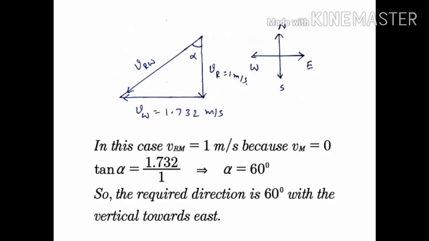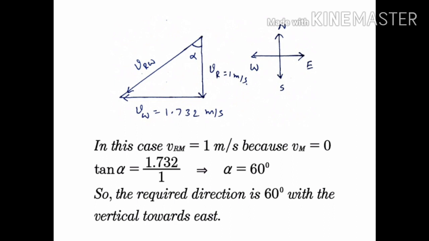In this case, the velocity of rain with respect to man is taken as 1 meter per second, because the velocity of man is 0. And here, due to the wind direction or wind velocity, the velocity of rain direction is changed. So that is as shown in this diagram, and it is similar to addition of VR bar and VW bar.